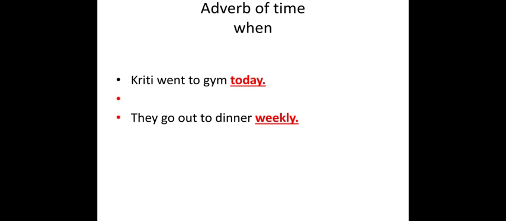Next example, they go out to dinner weekly. So when I say they go out to dinner, we come to know the action that they go out for dinner. But with the help of the word weekly, we come to know the time. So when do they go for dinner? They go weekly. So the two words today and weekly are your adverbs of time, telling us when the action is performed.